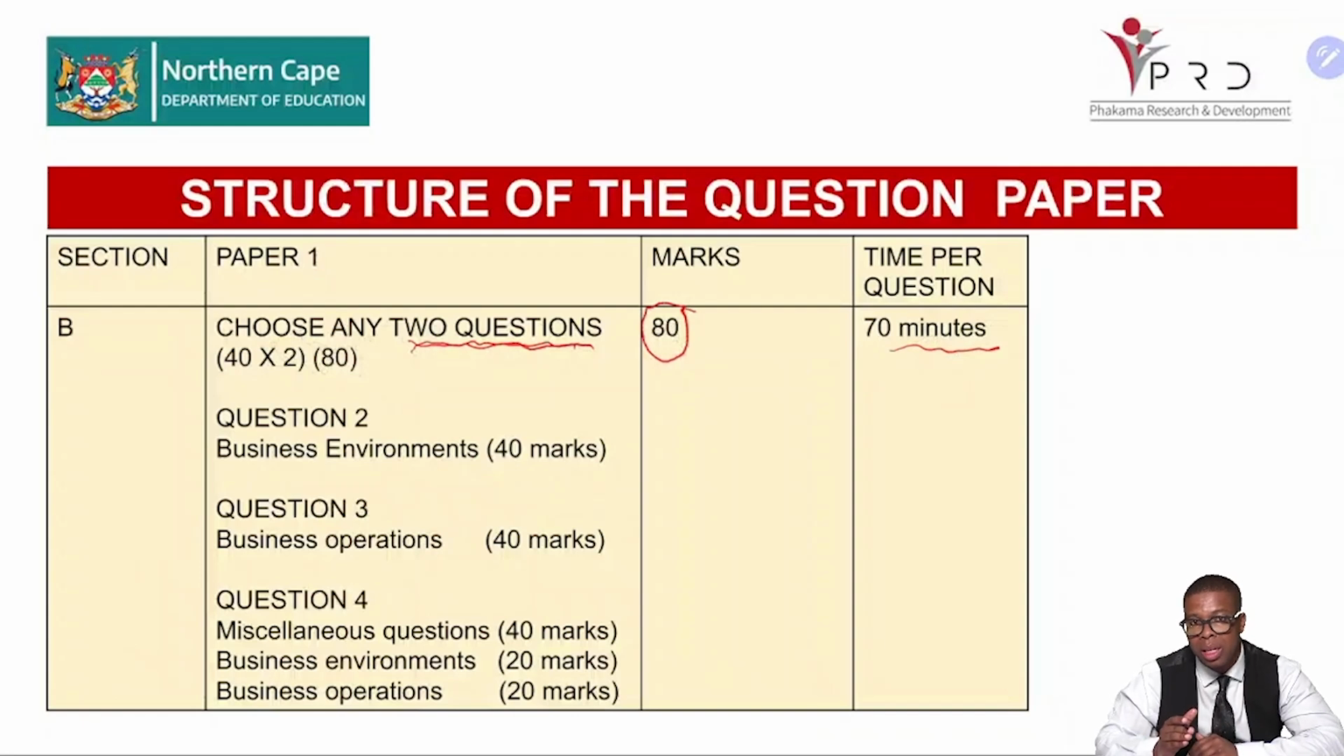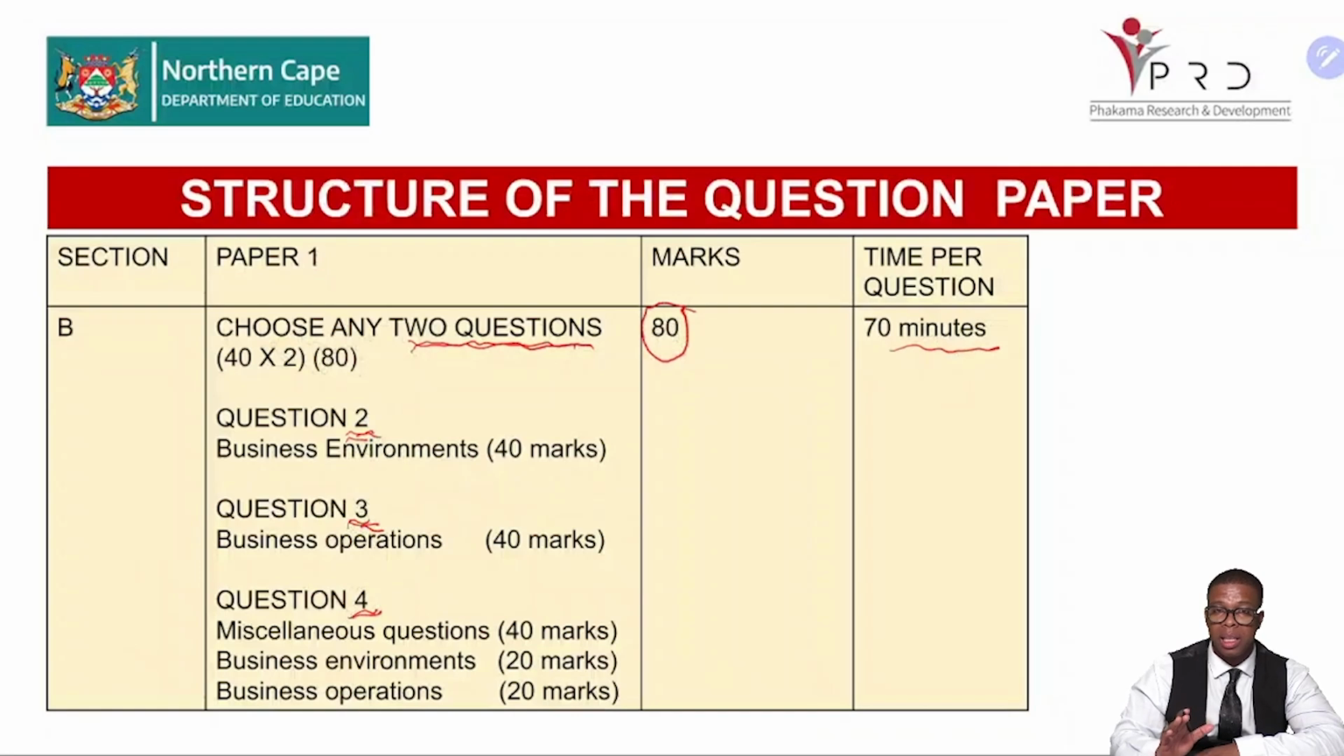The questions are question 2, question 3, and question 4. You are allowed to answer question 2 and 3. You are allowed to answer question 2 and 4. You are also allowed to answer question 3 and 2, or 3 and 4.